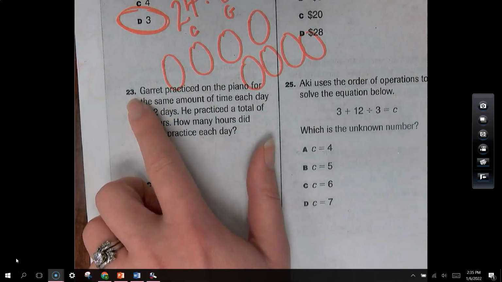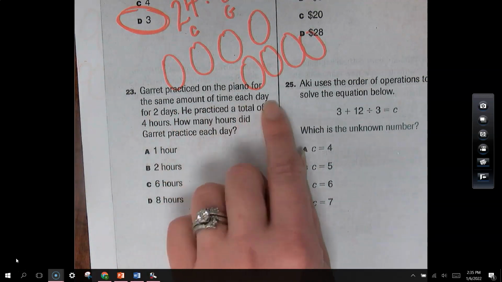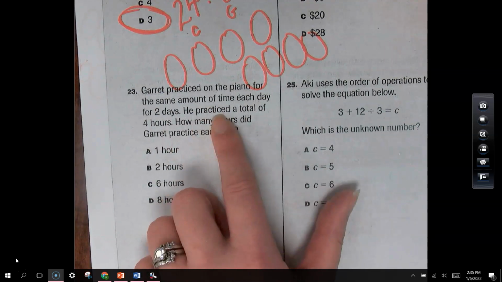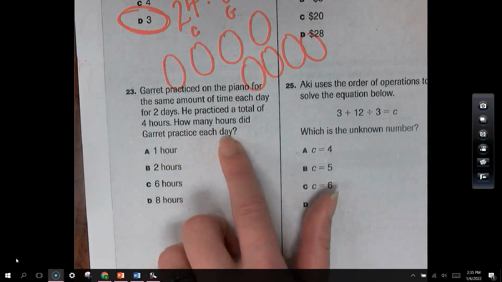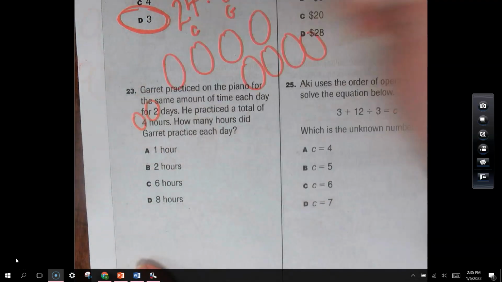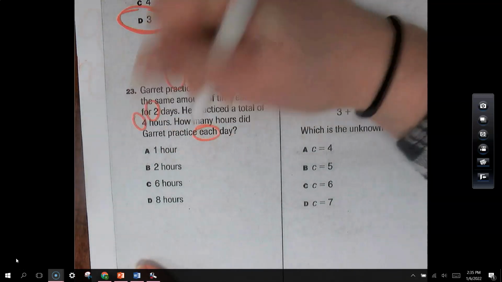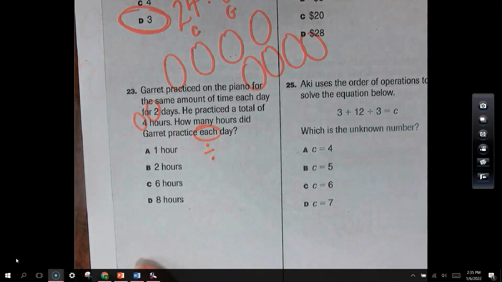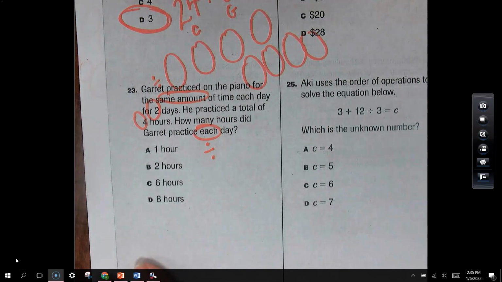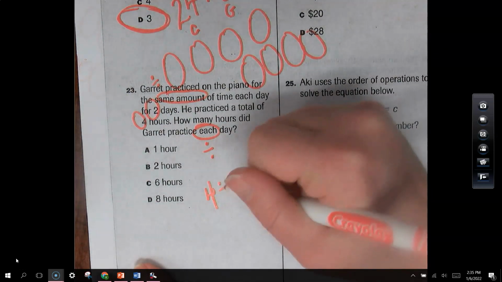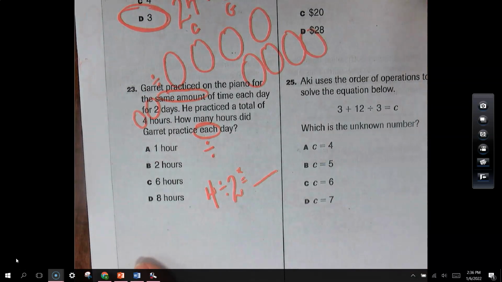Number 23. Garrett practiced on the piano for the same amount of time each day for 2 days. He practiced a total of 4 hours. How many hours did Garrett practice each day? I see a 4 and a 2. What do you see? I see each in the last sentence. That means division. I see same amount. That means division. So, 4 divided by 2 is what? What times 2 is 4?